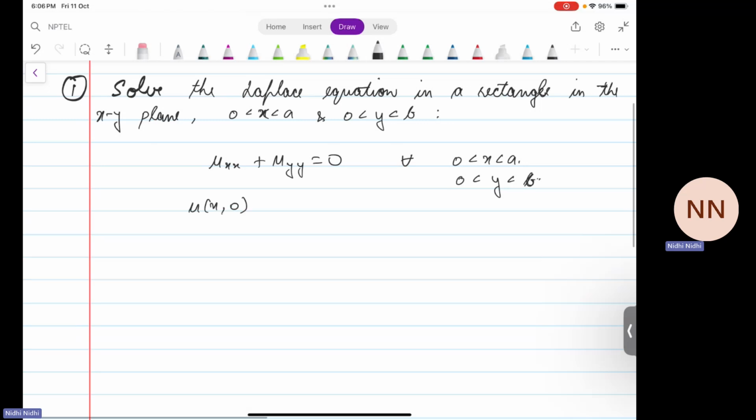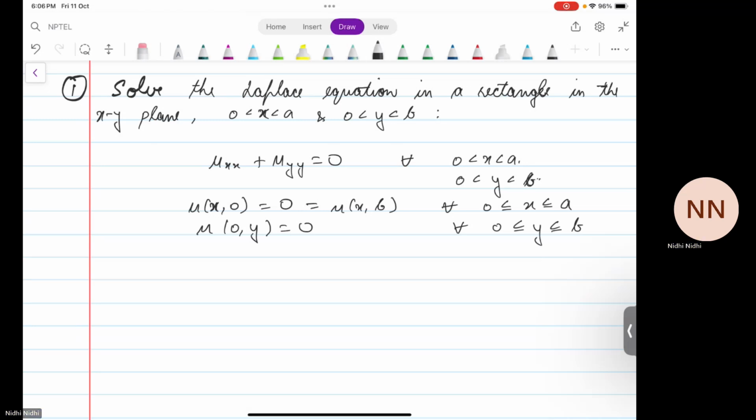Ux at x comma 0 is equal to u at x comma b, which is 0, for every 0 less than x less than or equal to a. u at 0 comma y equals 0 for every 0 less than or equal to y less than or equal to b, and u at a comma y is equal to ky times b minus y. So it is a function of y for every 0 less than or equal to y less than or equal to b.